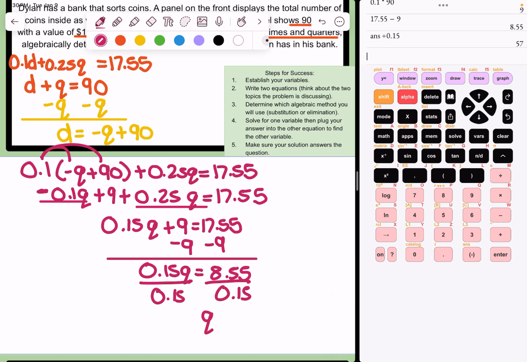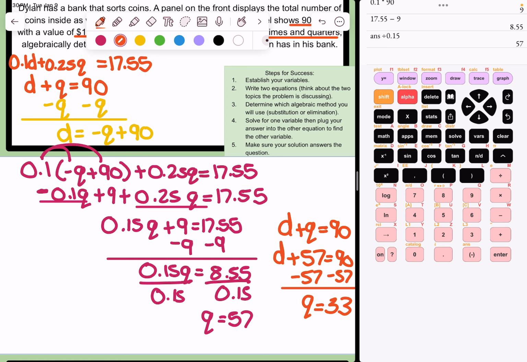And now if I want to find the dimes, well, I know that dimes plus quarters is equal to 90. And I just found out that the number of quarters is 57. So all I got to do is take away 57 from 90. And I'll find that the number of dimes is 33. So Dylan had 33 quarters and 57 dimes. And let's just make sure this makes sense.